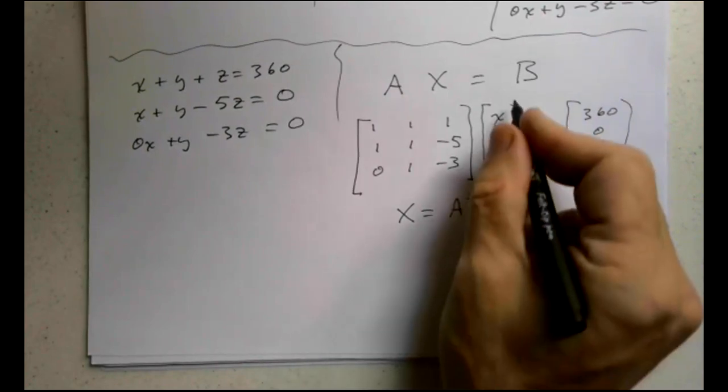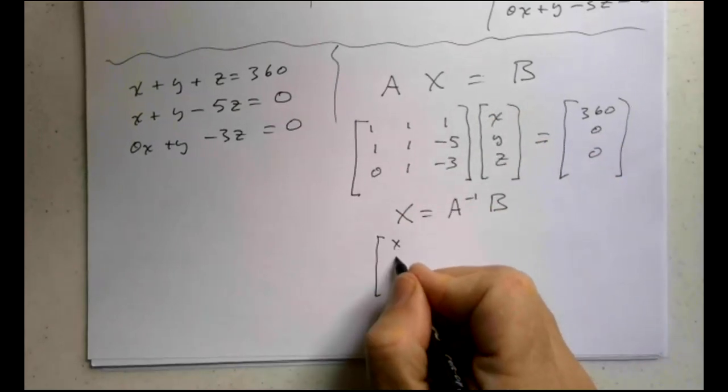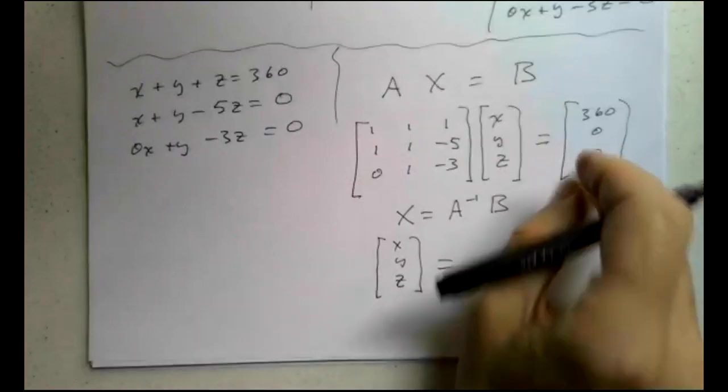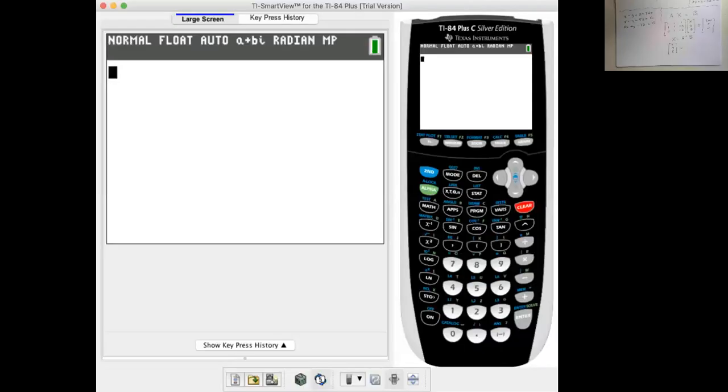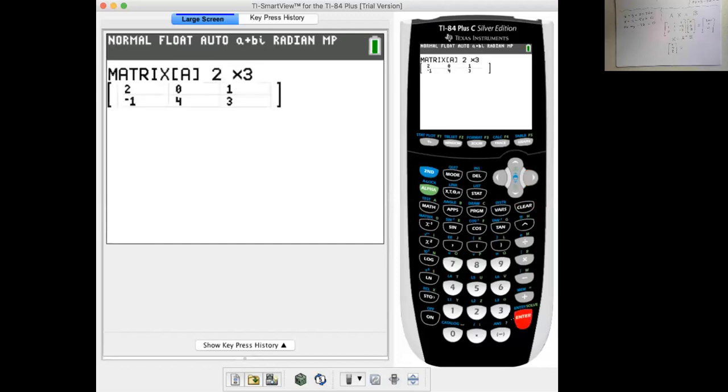X is, again, the matrix x, y, z. And we're going to get the inverse of this matrix times that matrix. So we will, of course, do that with the graphing calculator. So let's go to the graphing calculator. I will put matrix A in. So second matrix, edit matrix A. And it is 3 by 3. Make that a 3 by 3.